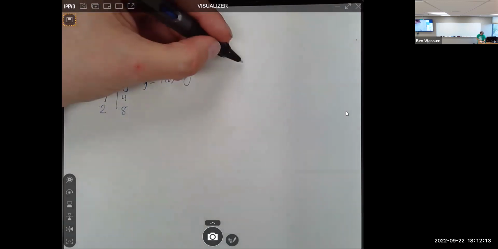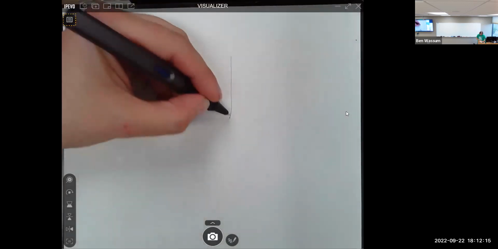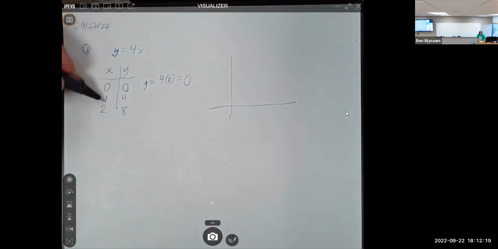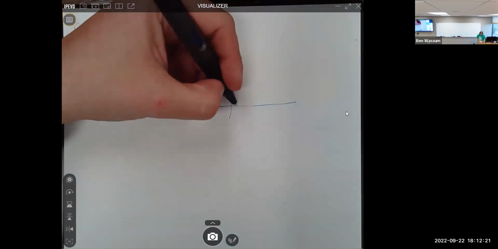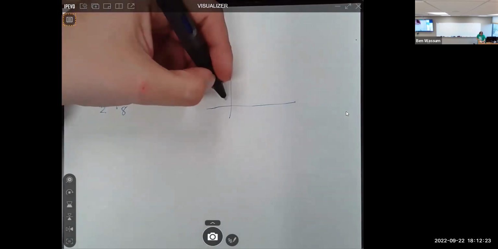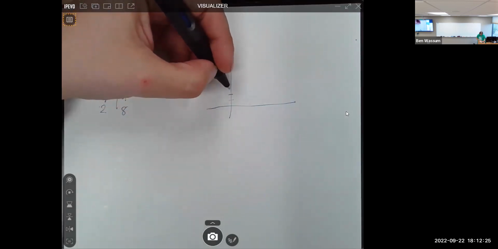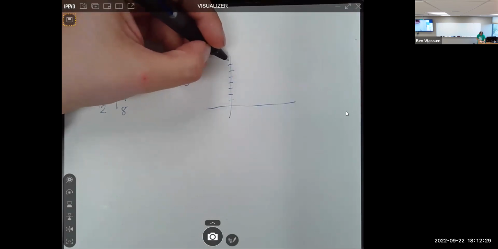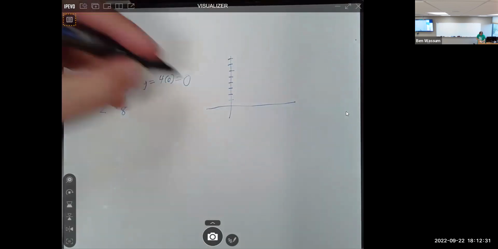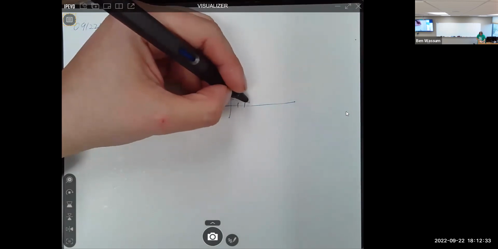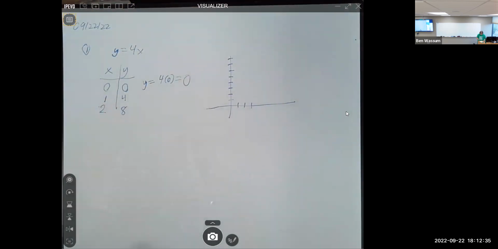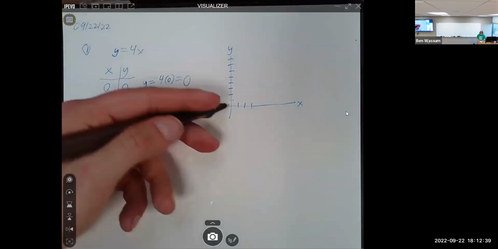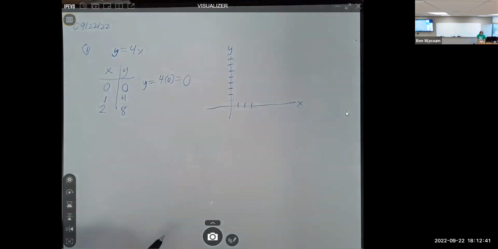So we draw our graph. Notice I'm not doing a whole lot of negatives. That's because everything I have over here is positive. My y values go up to 8. My x values only go out to 2, do 3 just for good measure, but that's really all I need, right? I don't need anything over here. I don't need anything further over there.